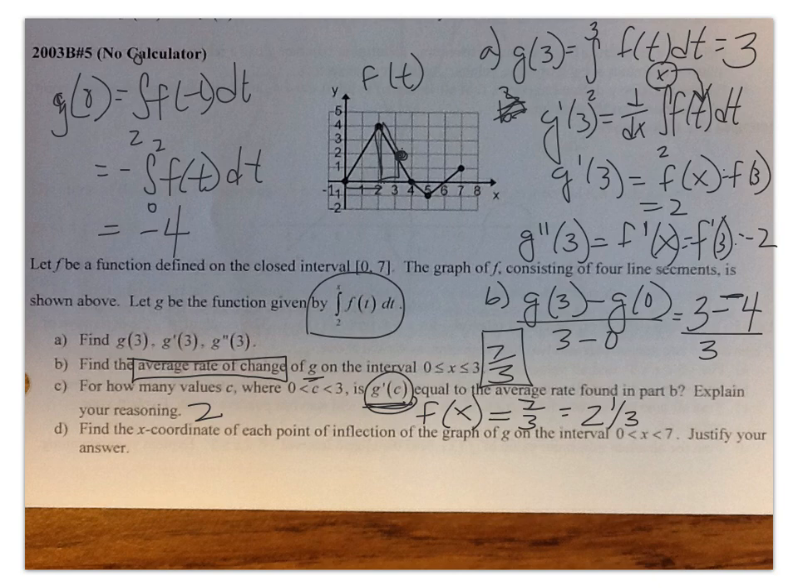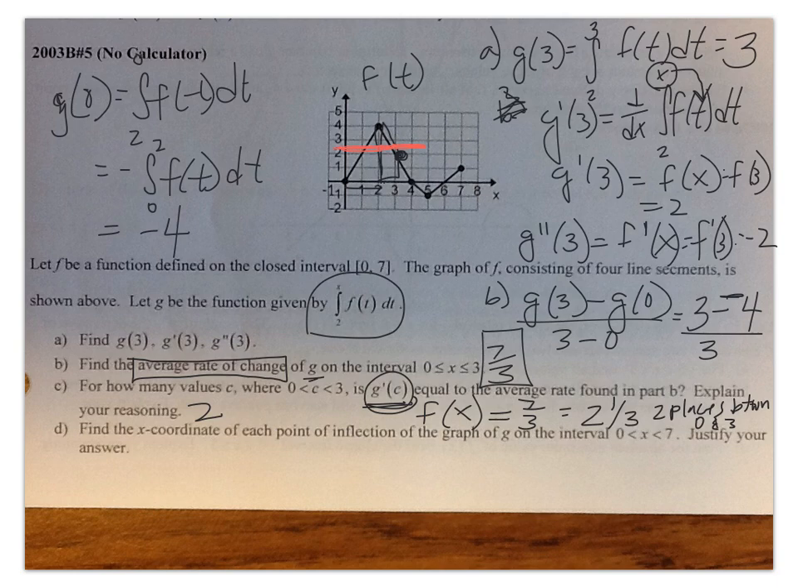f of x equals 7/3 in 2 places between 0 and 3. If you were to draw a horizontal line at 2 1/3 on this graph, it would touch that graph twice between 0 and 3.